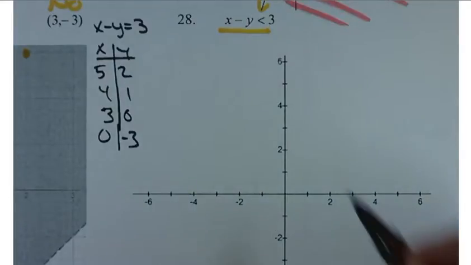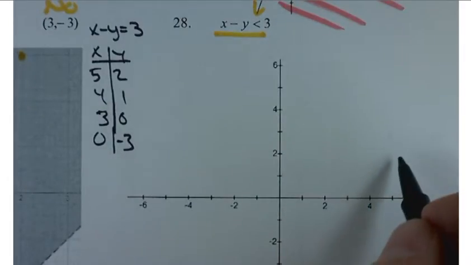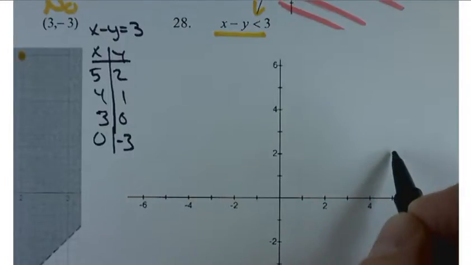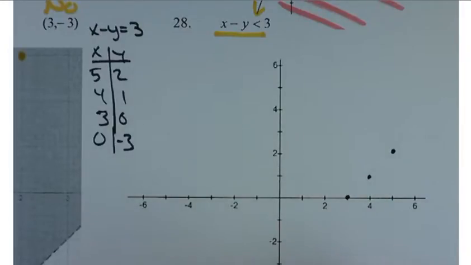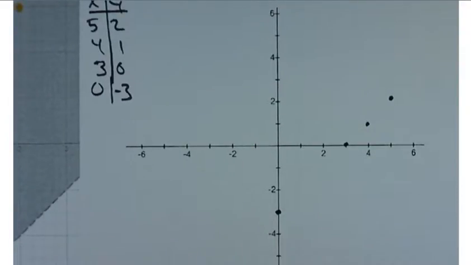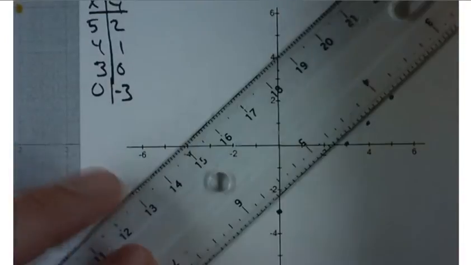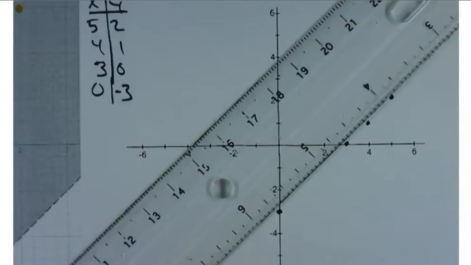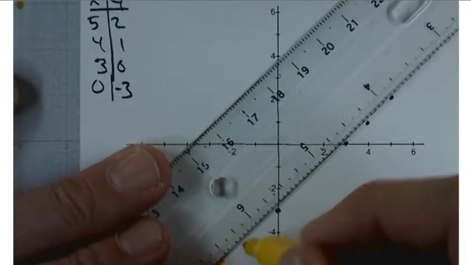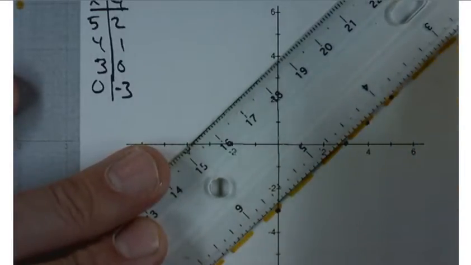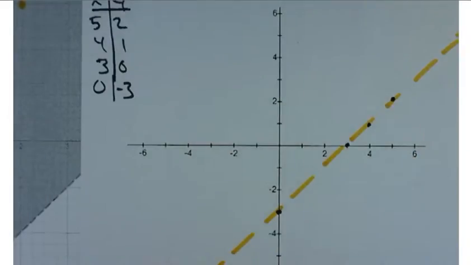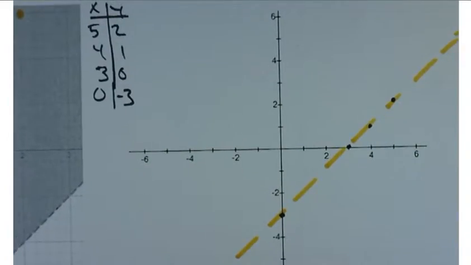Let's take a look at our points here. 5 and 2. So that'd be right here. 4 and 1. 3 and 0. And then 0 and negative 3. It seems like those all lie on the same straight line. What kind of a line should I draw? A dashed line. Great, so there's our line.